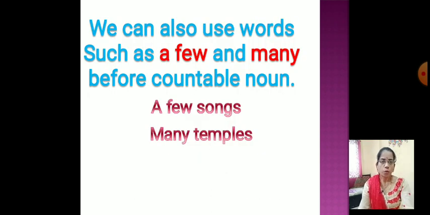We can also use words such as a few and many before countable nouns. It means with any countable noun we can use a few or many. For example, a few songs, many temples.